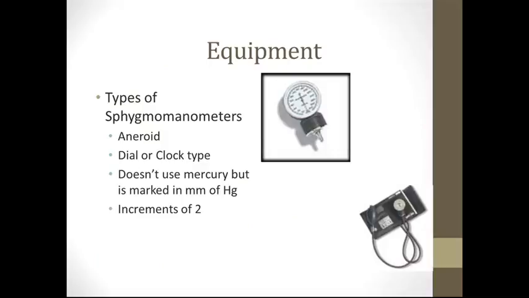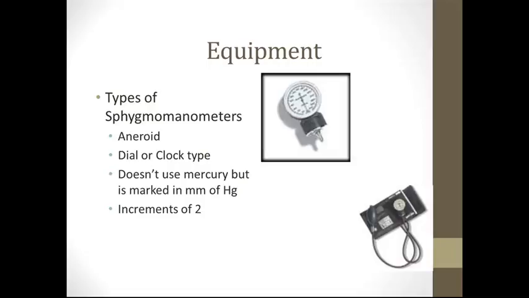Types of sphygmomanometers, so most of the time we have a dial or clock type. Even though they don't contain mercury anymore, they used to many years ago, we still document the blood pressure in millimeters of mercury.